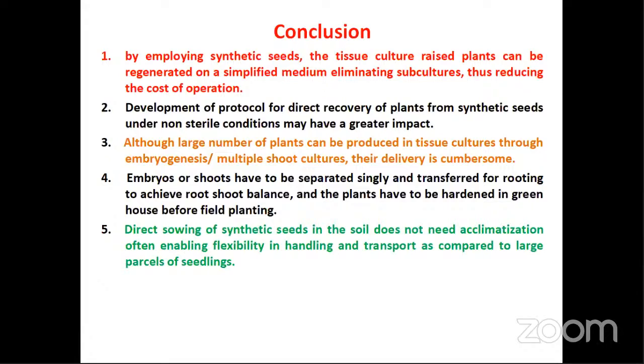By employing synthetic seeds, the tissue culture raised plants can be regenerated on a simplified medium, eliminating subcultures, thus reducing the cost of operation. Development of a protocol for direct recovery of plants from synthetic seeds under non-sterile conditions may have a greater impact. Although a large number of plants can be produced in tissue culture through embryogenesis and multiple shoot cultures, their delivery is cumbersome. Embryos or shoots have to be separated singly and transferred for rooting to achieve root shoot balance, and the plants have to be hardened in the greenhouse before field planting. Direct sowing of synthetic seeds in the soil does not need acclimatization, often enabling flexibility in handling and transport as compared to large parcels of these seedlings.